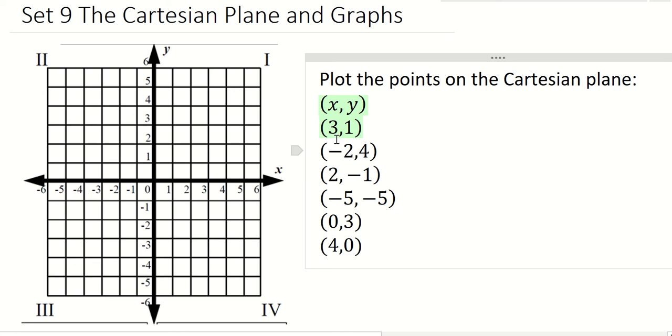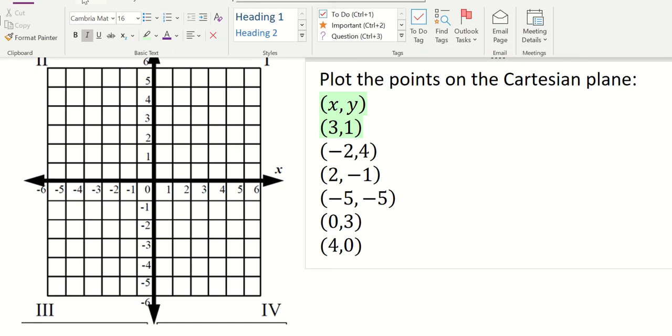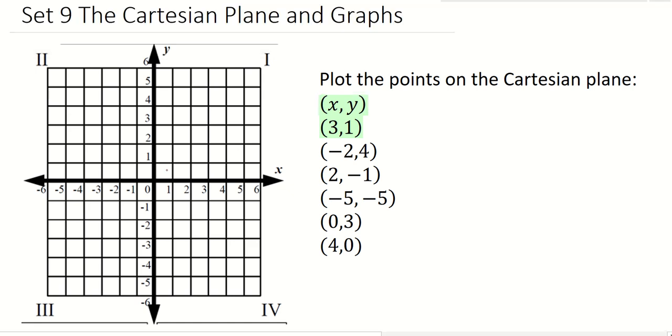Okay, so this point here, 3, 1, we're going to go across 3 and up 1, and I'm going to put a dot. So let's make that now. So we go across 3, up 1, and we put a dot there, all right? And that's our first one, 3, 1.